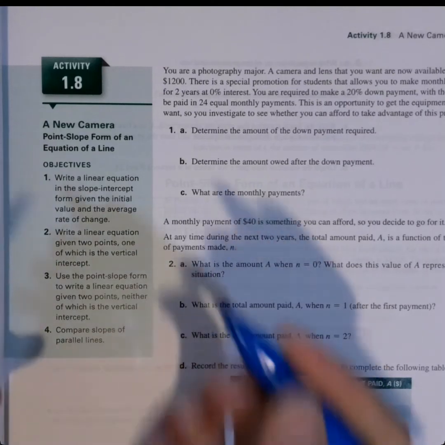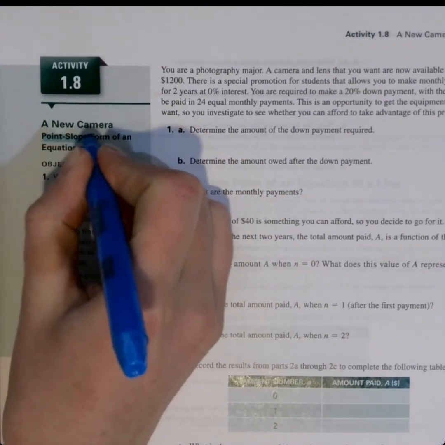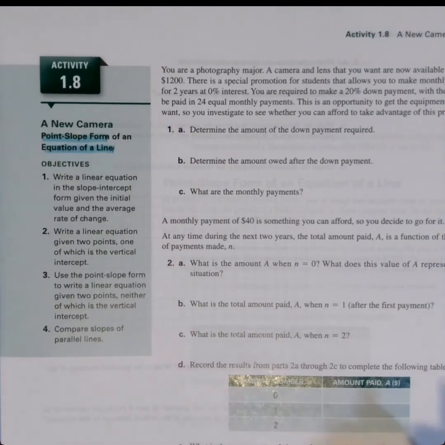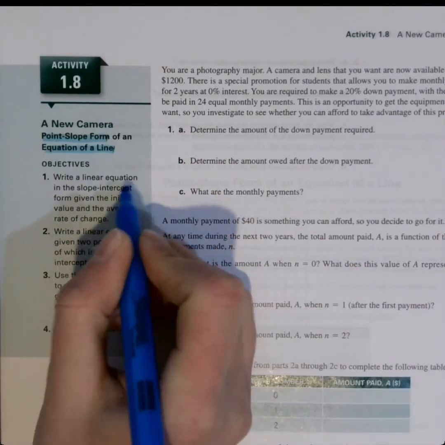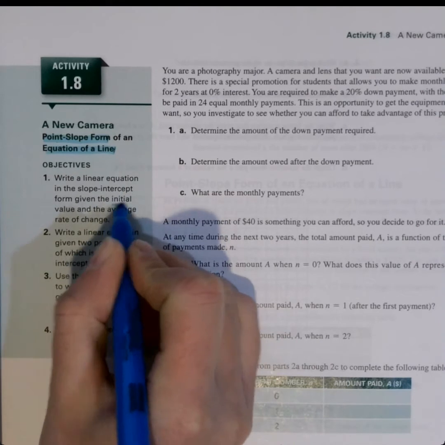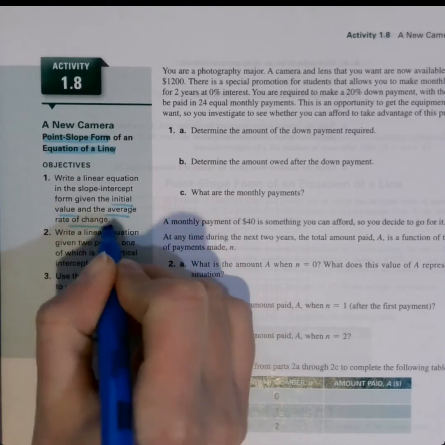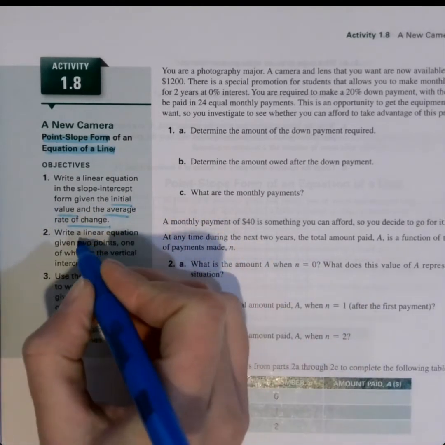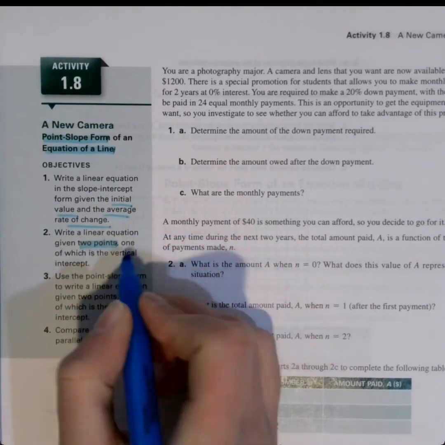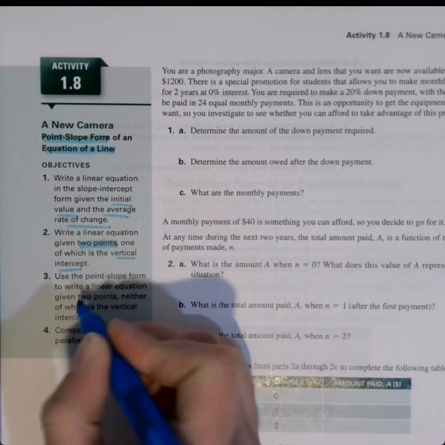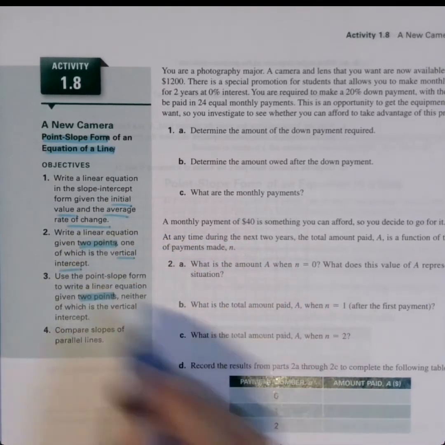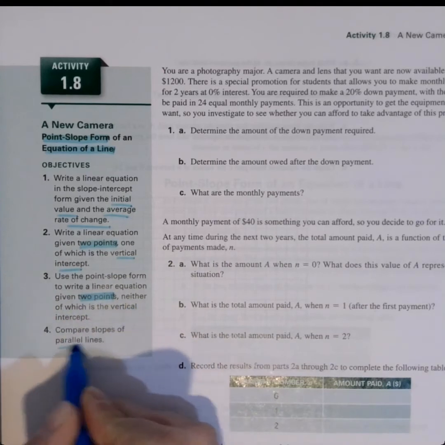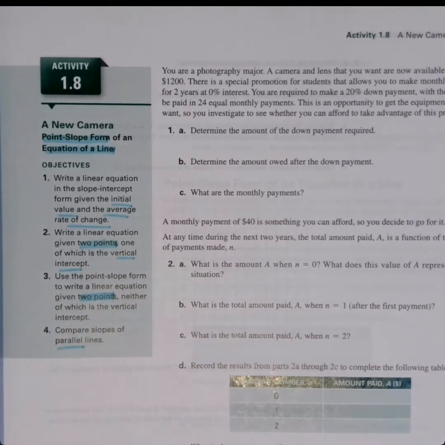In section 1.8, we look at point-slope form of the equation of a line. We're going to write linear equations in point-slope form given the initial value and the average rate of change. We're also going to write the equation of a line with 2 points if one of them is the vertical intercept, and generally 2 points if neither is the vertical intercept. Additionally, we'll compare the slopes of vertical or parallel lines, I meant to say.